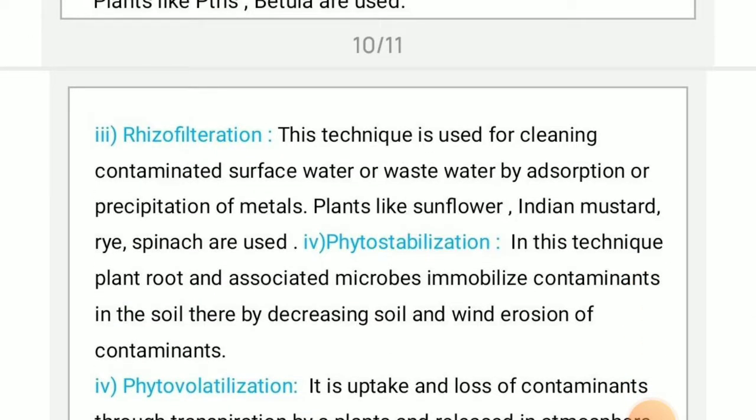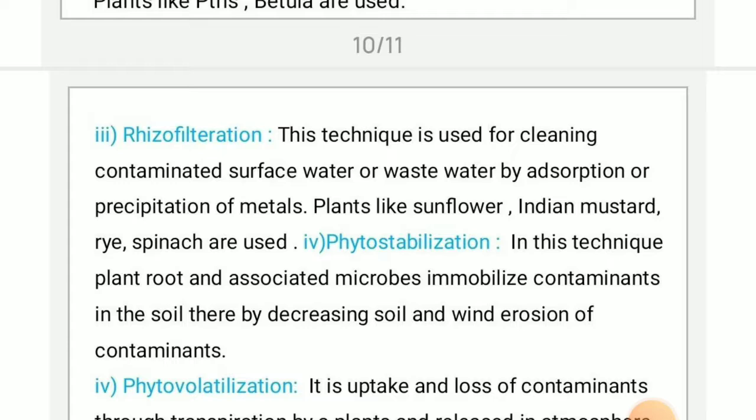The third one is rhizofiltration. This technique is used for cleaning contaminated surface water or wastewater by adsorption or precipitation of the metal. Now, we are very familiar with the two phenomena, absorption and adsorption. Adsorption is in the form of precipitation, and absorption is the property of substances to absorb the water. Plants like sunflower, Indian mustard, rice or spinach are utilized for rhizofiltration.